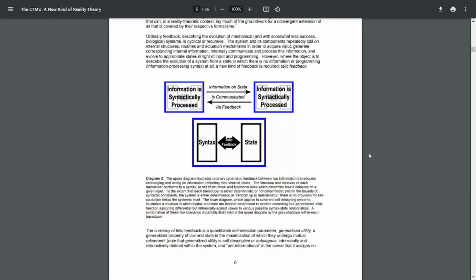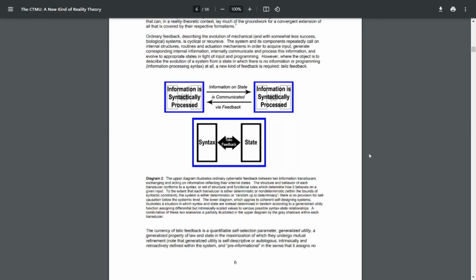Perfect. Thank you. Between two information transducers, exchanging and acting on information reflecting their internal states. The structure and behavior of each transducer conforms to a syntax, or a set of structural and functional rules which determine how it behaves on a given input. To the extent that each transducer is either deterministic or non-deterministic within the bounds of syntactic constraint, the system is either deterministic or random up to determinacy. There is no provision for self-causation below the systemic level.